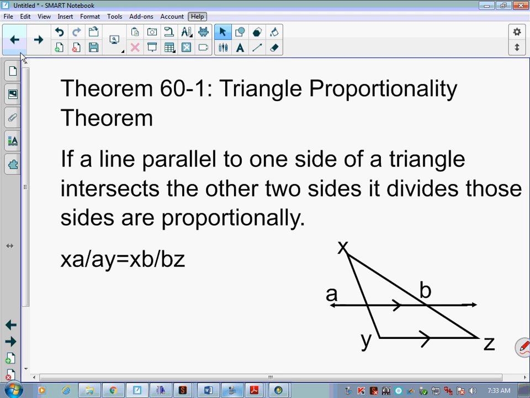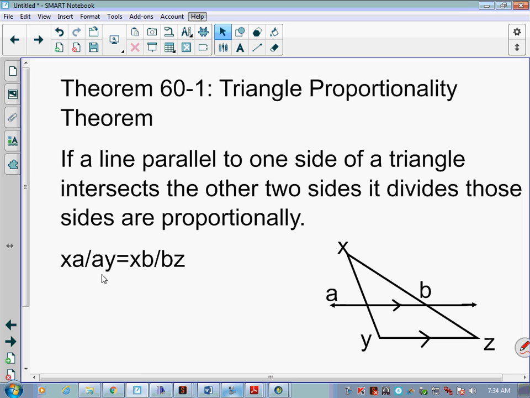Theorem 60-1 is our triangle proportionality theorem, which is if a line is parallel to one side of a triangle. So what they're saying is that this line that comes across here, line AB is what we could call it, if it runs parallel to YZ, then it divides those sides proportionally, which means that XA over AY.